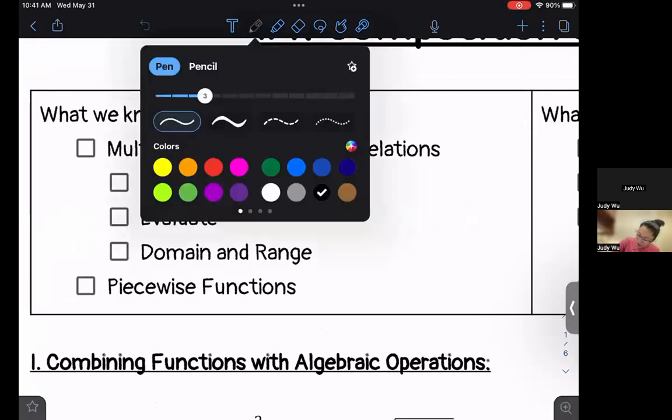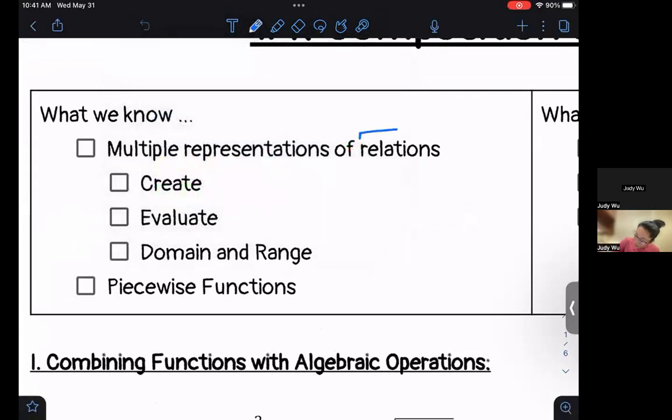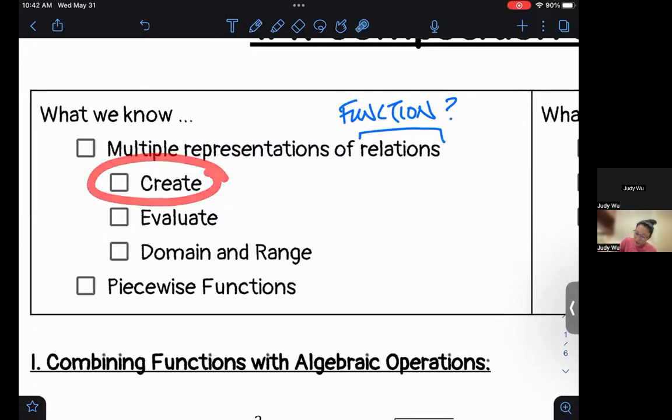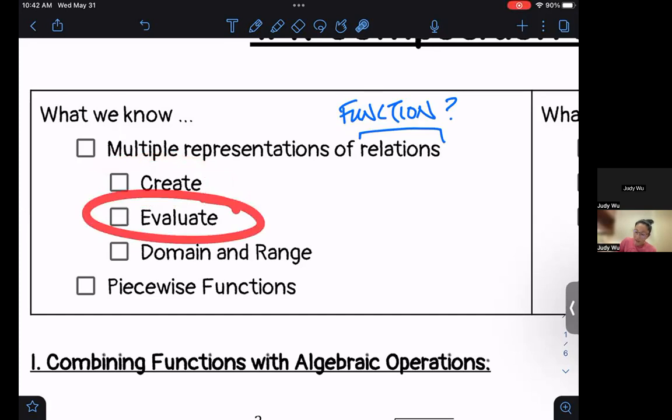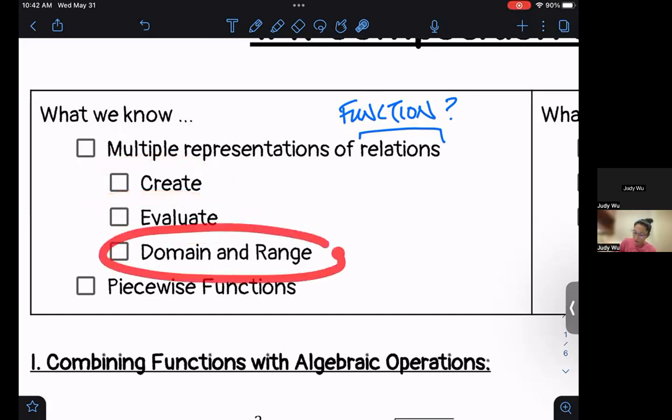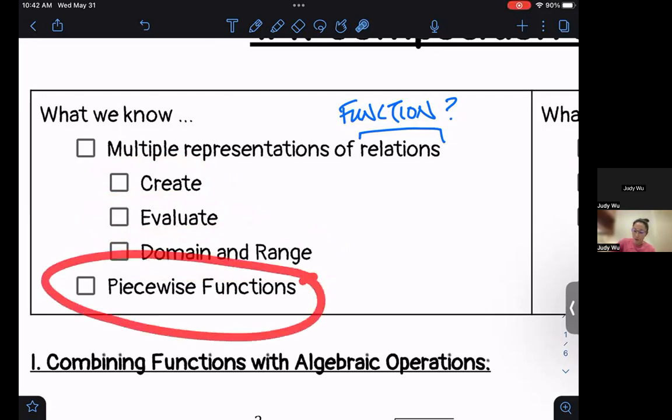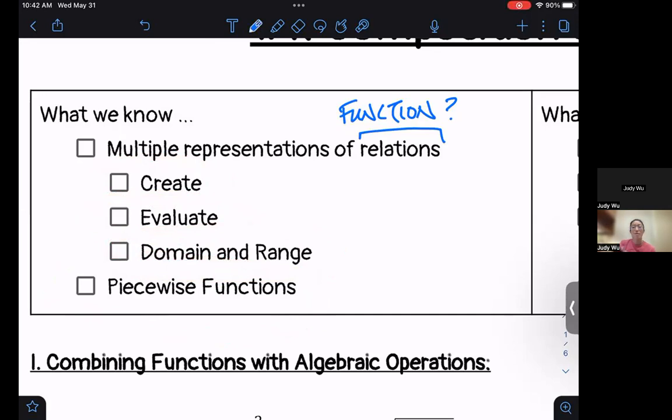We've also talked about these relations maybe being functions and how to find out whether it is a function or not. In particular, we've also worked with how we create these functions, how we evaluate these different representations, and how we find the domain and range for the multiple representations. The last thing we talked about in 1.2 was something called piecewise functions. So this is sort of a big picture of where we've been so far.